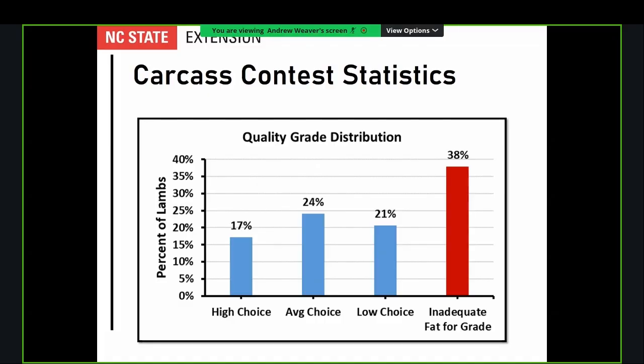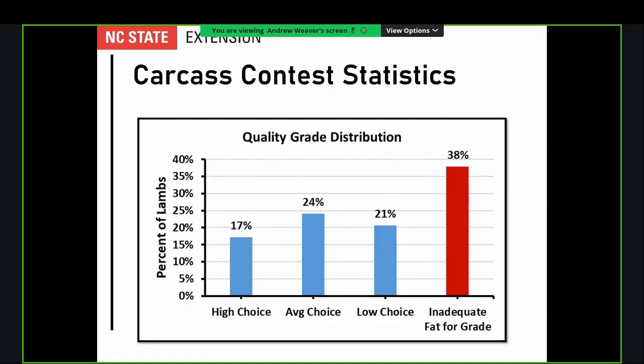Yield grade 4 is bad, but yield grade 2, yield grade 3 are actually preferred by a lot of buyers. So it would have been okay to shift that distribution a little bit more to the right towards those yield grade 2, yield grade 3s. And then by adding a little bit of external fat, by adding a little bit of maturity to those animals, we would have also probably seen a favorable shift in the quality grade distribution here.